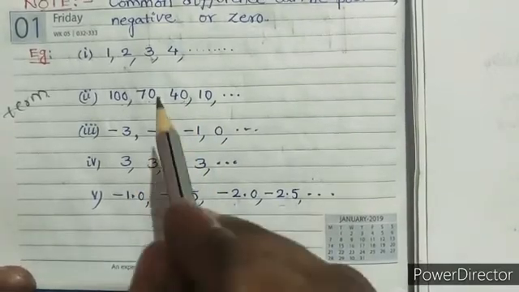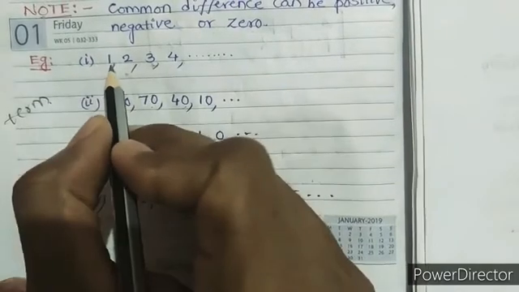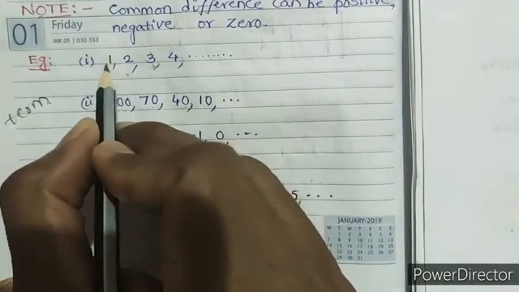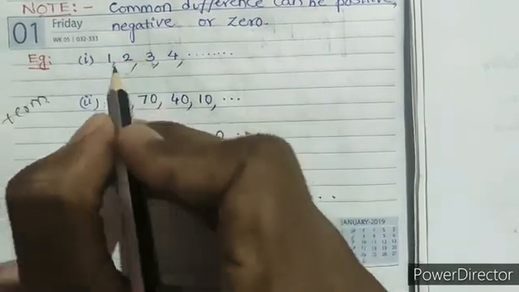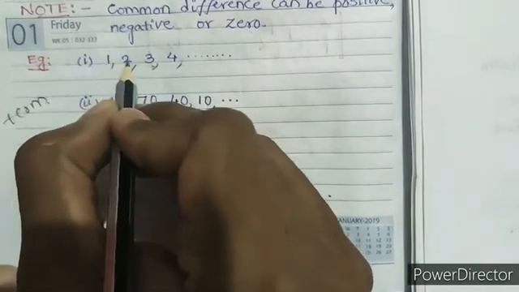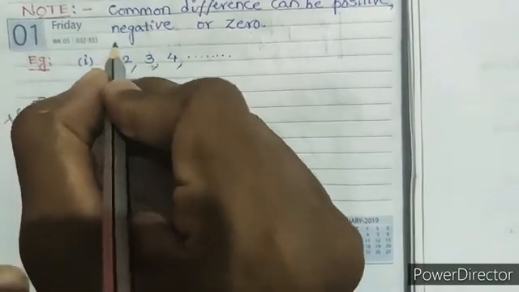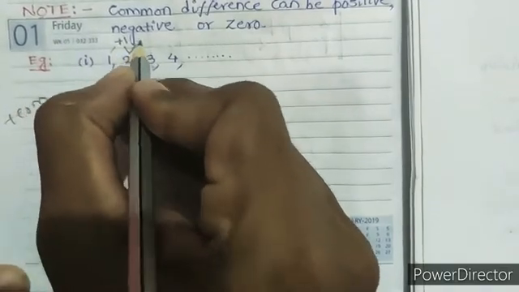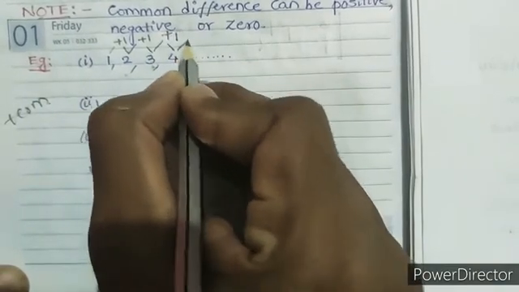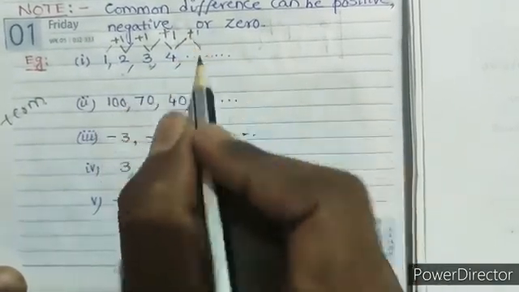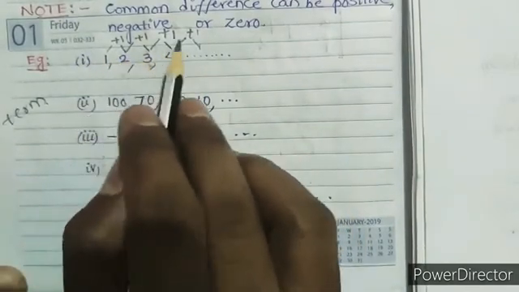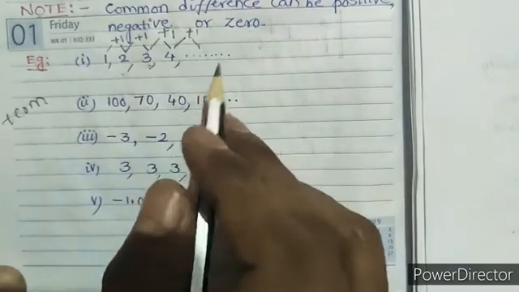So here if you observe the first list of numbers, this is 1 and this is 2. By adding 1 to the preceding number, we get the succeeding number. Preceding means before, succeeding means next number. So 1 plus 1 will give 2, 2 plus 1 will give 3, 3 plus 1 will give 4 and 4 plus 1 will give the next number. Like this we can add a constant number to get the succeeding numbers.